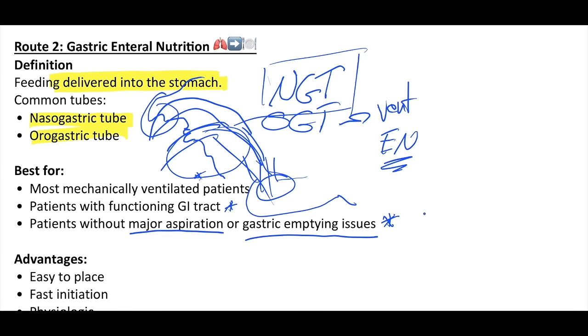This is a little gray. It's tough to know, but if the patient is unable to empty their stomach contents, so they have gastric emptying issues, they're high risk to vomit that up, and then they can aspirate it. So you got to be careful with those patients.